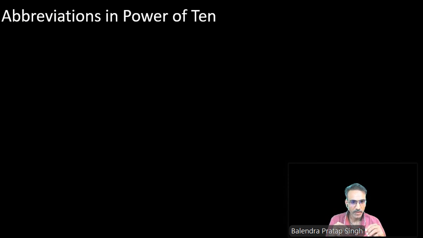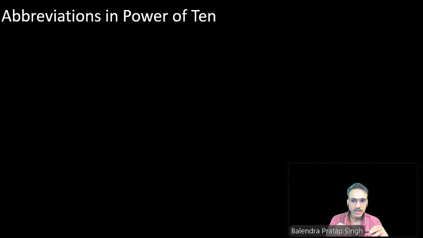Hello everyone. Today in this video we are going to talk about abbreviations in powers of 10. In physics, when a physical quantity has a value which is very small or very large, we express that physical quantity in powers of 10, which we call the abbreviation of that physical quantity in powers of 10. Today we are going to list all the multiples of 10 for quantities which are very small as well as very big.